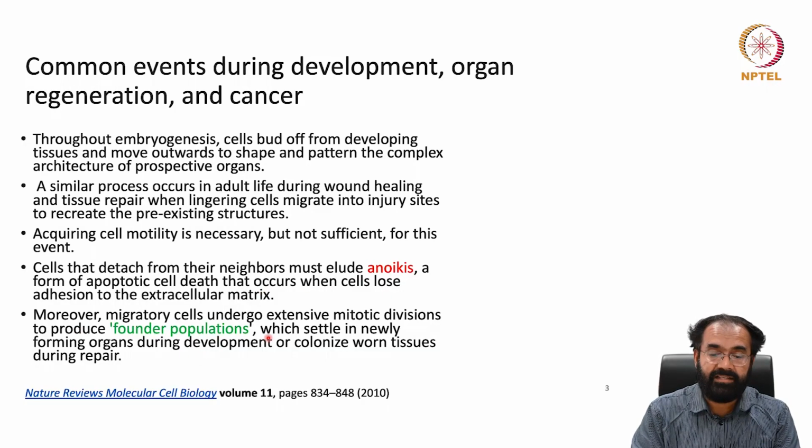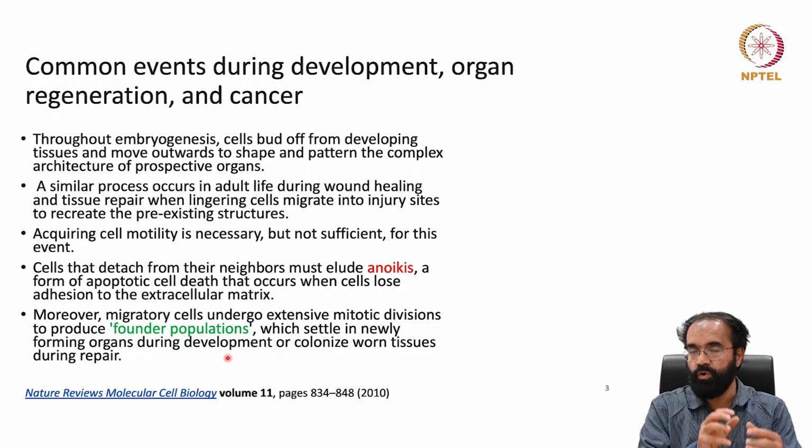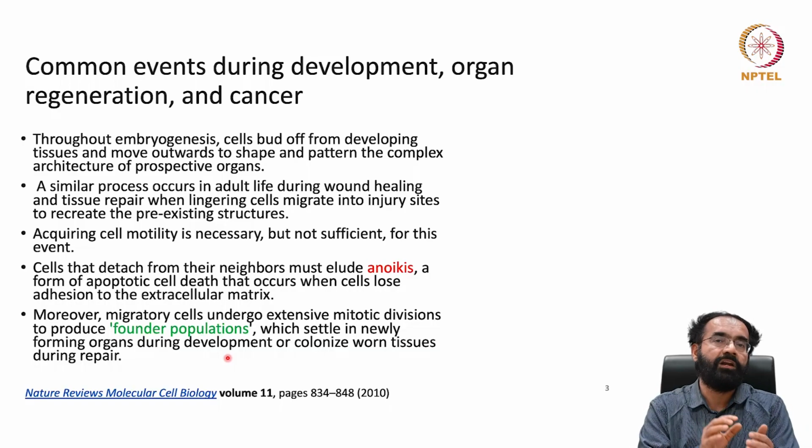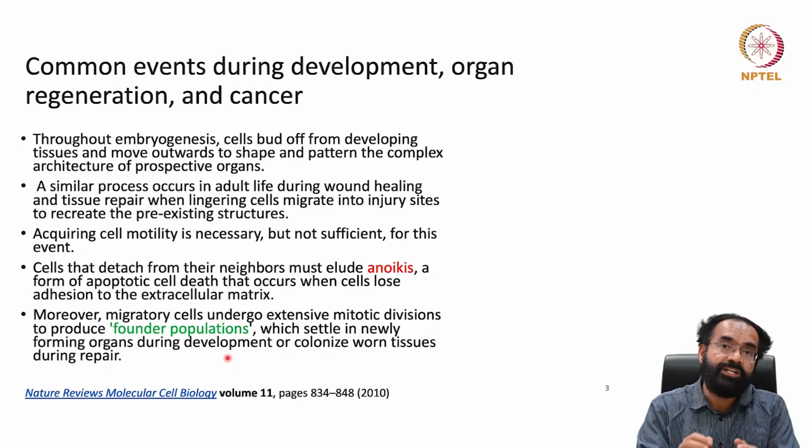Moreover, the migratory cells undergo extensive mitotic divisions to produce founder populations which settle in newly forming organs during development. So these migrating cells during development also occupy a particular area. Say your liver is formed in a particular place, your lung in a particular place, your kidneys in a particular place, your heart in a particular place. All this happens because of the migrating cells, and then they differentiate not randomly but according to the demand of the morphogenetic gradient present in that location.